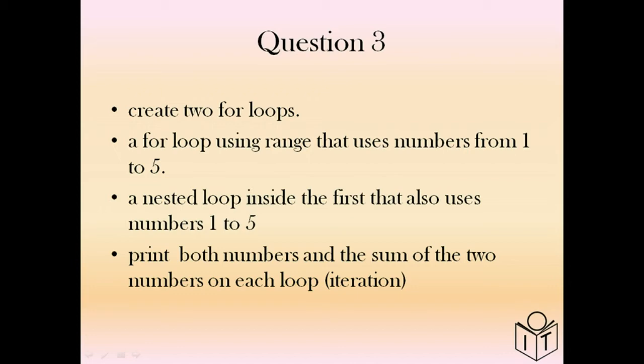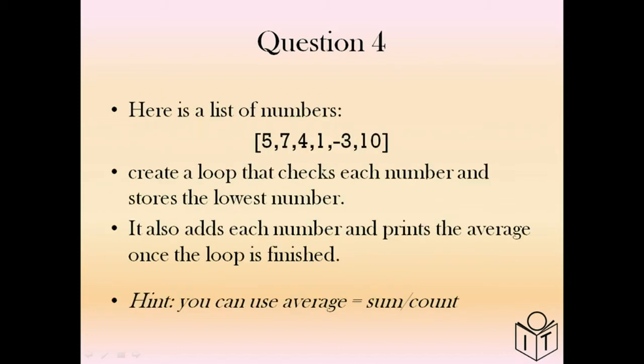That was question 3. Question 4, we've got a list of numbers here, and I want you to create a loop that checks each number and stores the lowest number. So we'll go through each one and remember the lowest number. It also adds each number and prints the average. So if it adds them, it's basically summing them up, and the average is going to be the sum divided by the count. That's question 4.